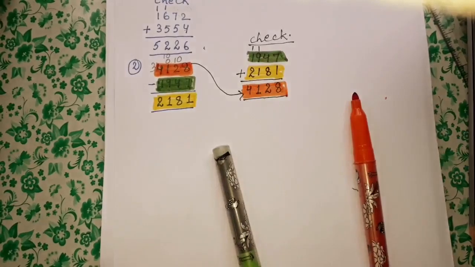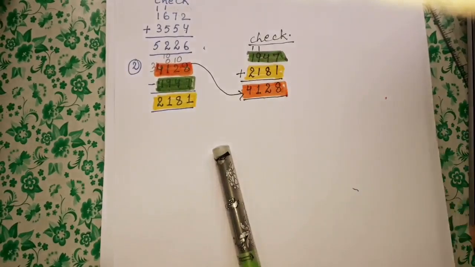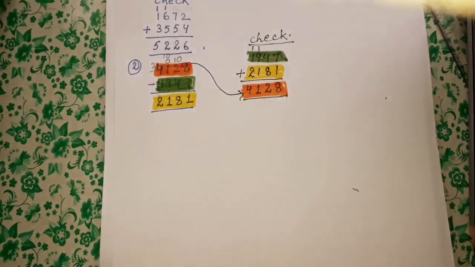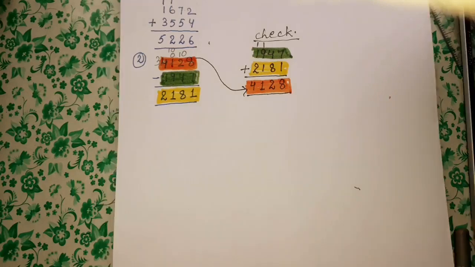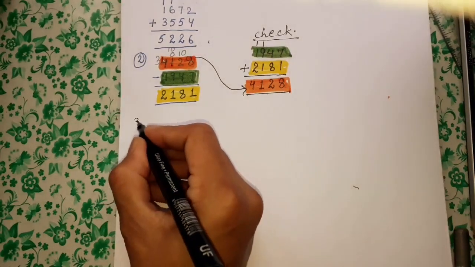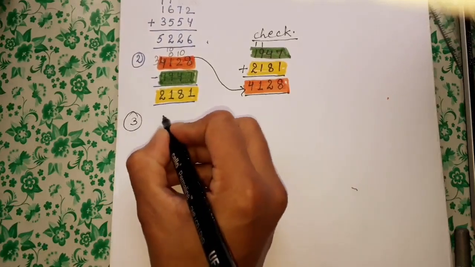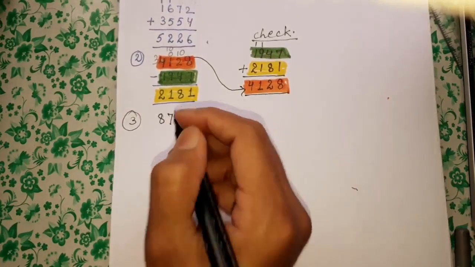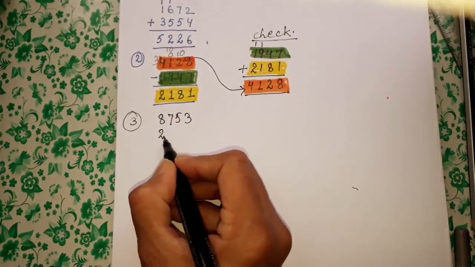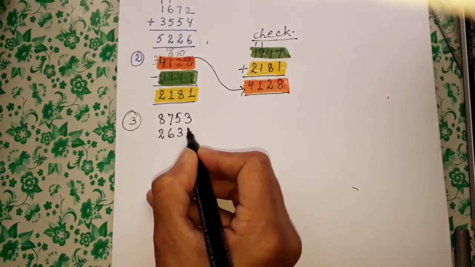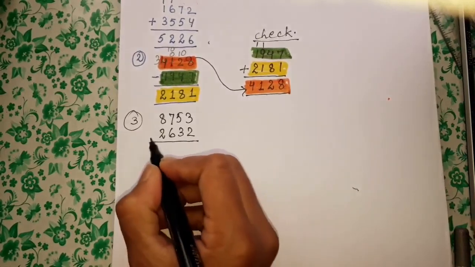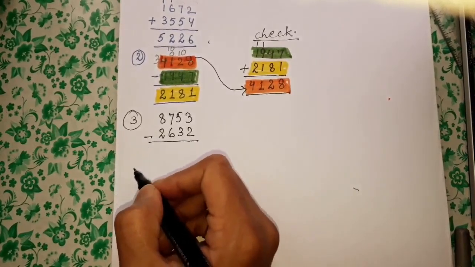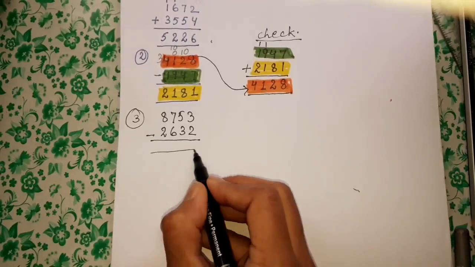Now, we do some more examples. We take some more examples. When we solve those examples, we are able to understand it more clearly. Let's take our third example. We have a number 8753 and here the next number is 2632. The next process, what do we have to do? We have to do subtraction here.